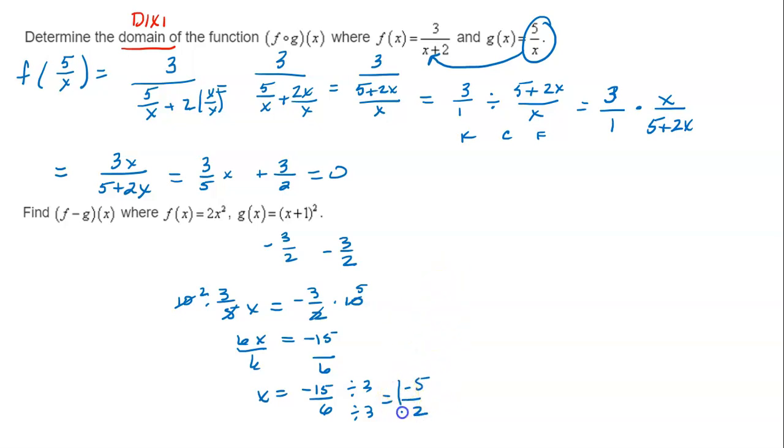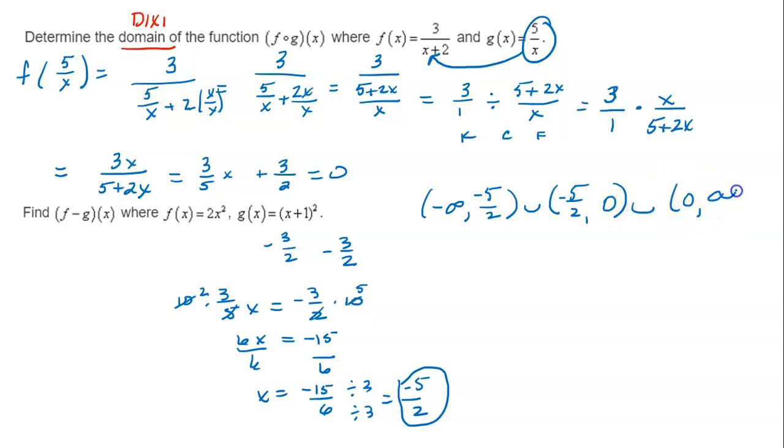And this gives me my domain. So x can go from negative infinity to negative 5 over 2, and negative 5 over 2 to 0, and 0 to infinity. So I'm going to pause it and erase that and do the next one.